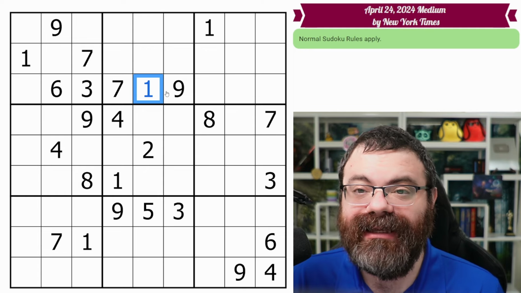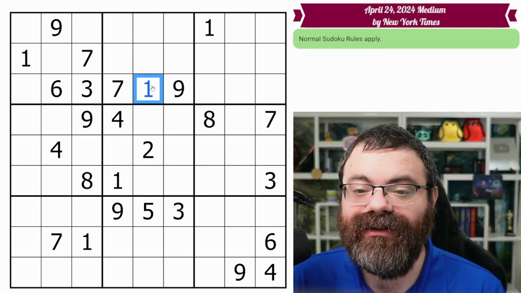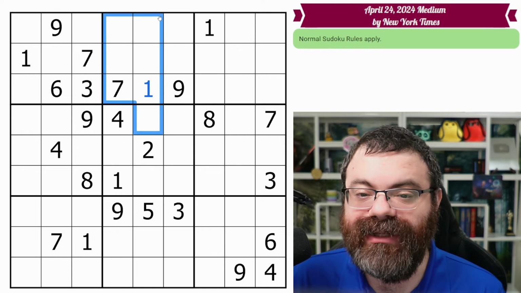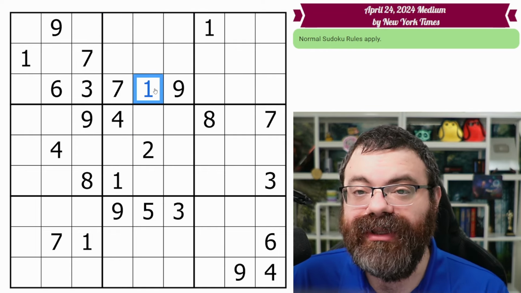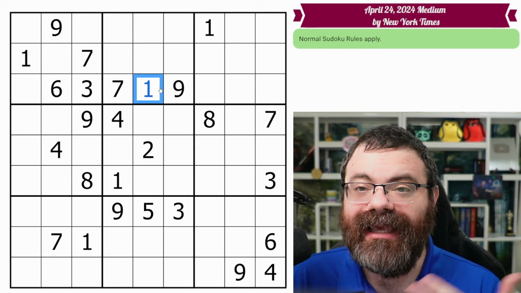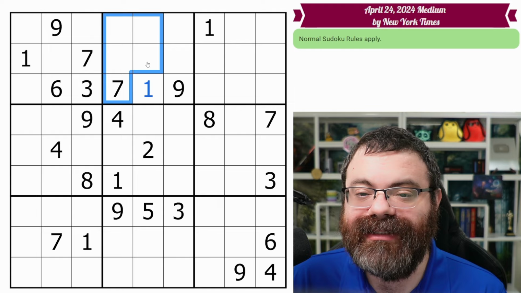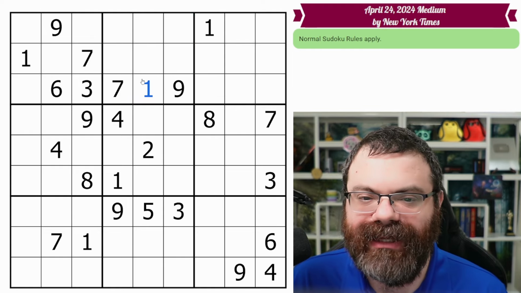The name for this technique is a hidden single, and you generally specify where you found it. So, hidden single in box 2 in this case, because we looked at box 2, we saw that it still needed a 1, and we saw there was only 1 cell left that could be 1. So there was a single cell left. So this is a hidden single. It's hidden in the sense that we had to inspect the box to find it. I hope that makes sense.